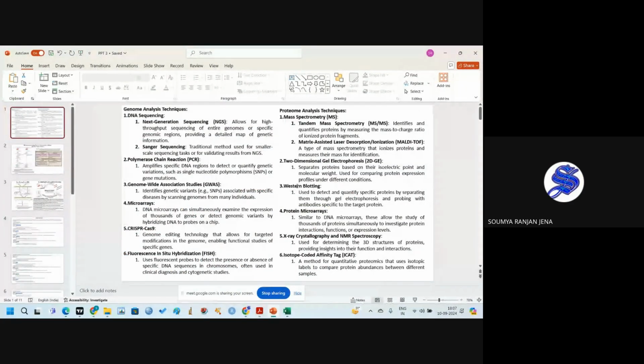Okay. In our previous class, we discussed different genome analysis techniques such as DNA sequencing by next generation sequencing and Sanger sequencing, polymerase chain reaction, genome-wide association studies, microarray, CRISPR-Cas9, and fluorescence in situ hybridization, and also briefly about the proteome and different proteome analysis techniques, that is mass spectroscopy, two-dimensional gel electrophoresis, Western blot, protein microarray, X-ray crystallography, then isotope coded affinity tag. Now we discuss different sequencing techniques.